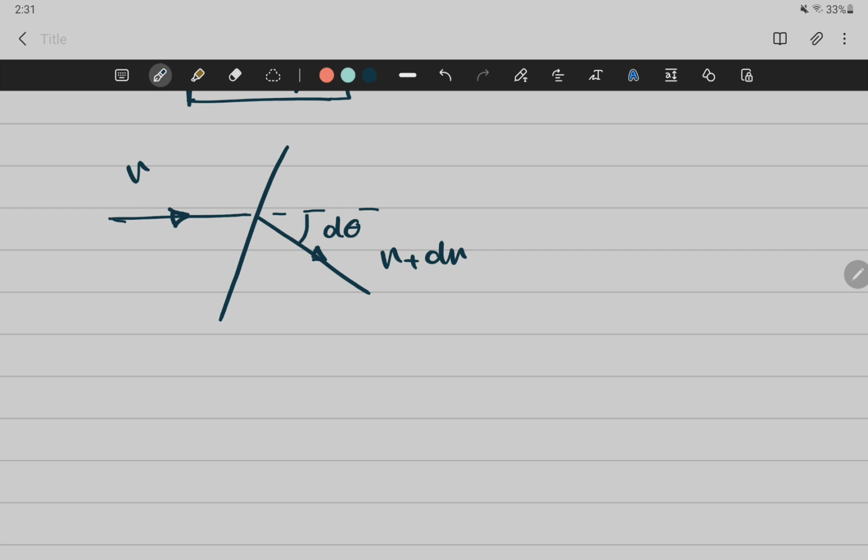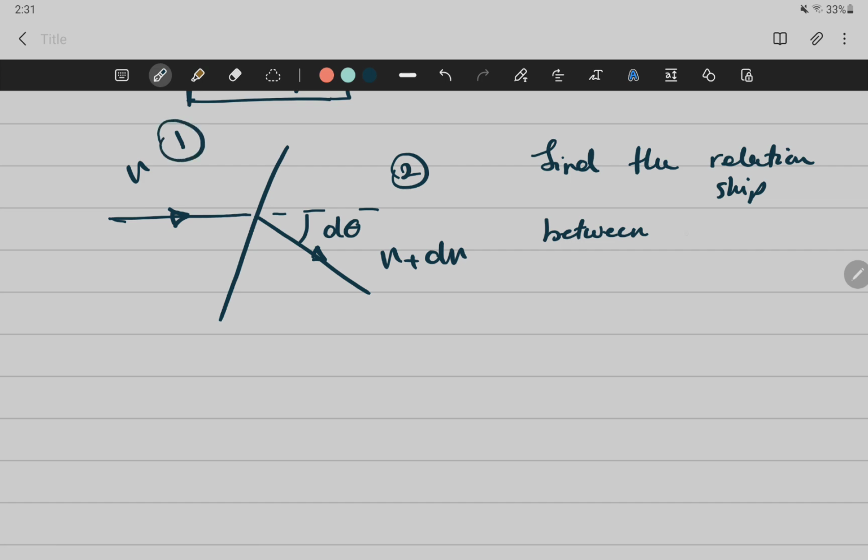What we want to do right now is to find the relationship between this Mach wave, this flow after the Mach wave, and the flow before the Mach wave. So, find the relationship between 2 and 1, downstream and upstream. Okay, how can we do this? How can we find this relationship?